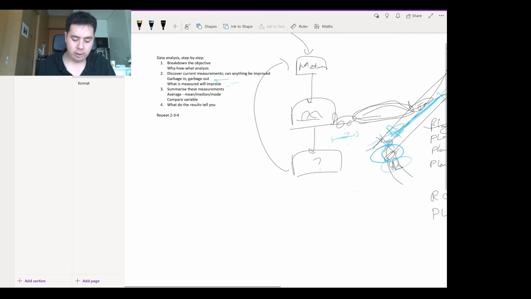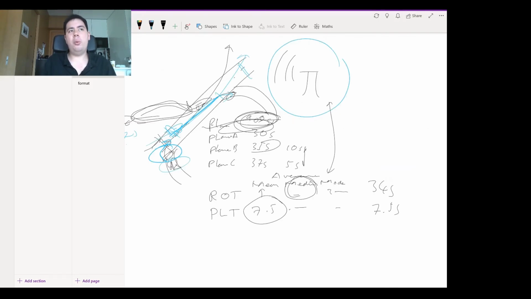moving on to step 4, what do the results tell you? So our results tell us that planes spend about 34 seconds on the runway, and it takes pilots about 7.5 seconds to line up. So one of the questions going forward from here is, can these things change? What makes these numbers change? For example, we can look at type of aircraft. Do these numbers change by the type of aircraft?